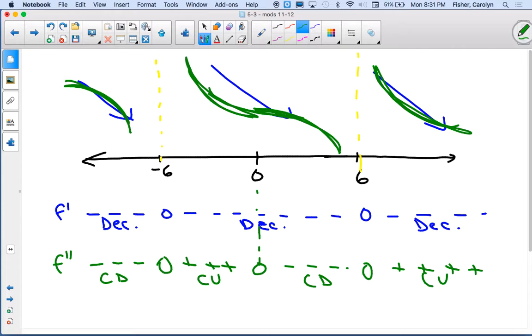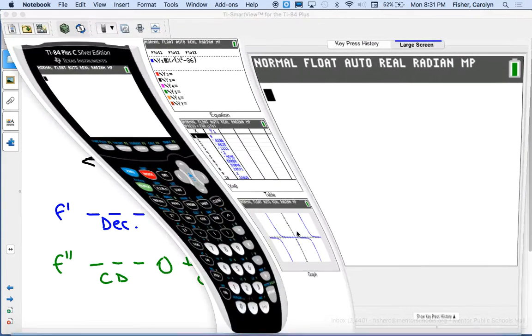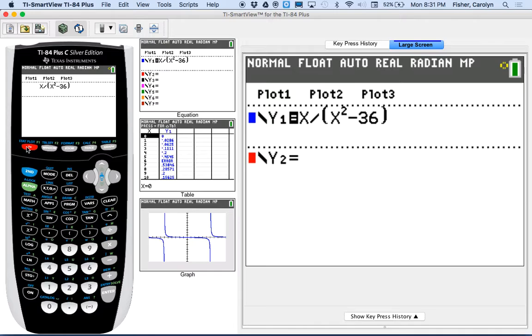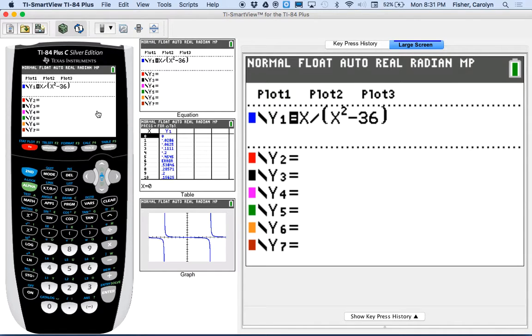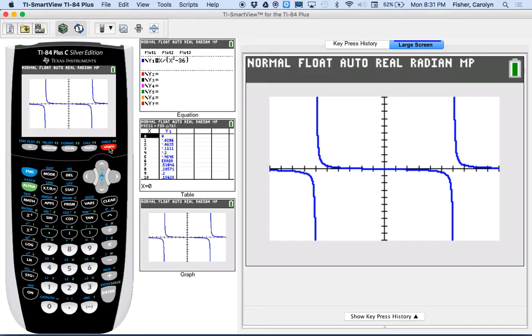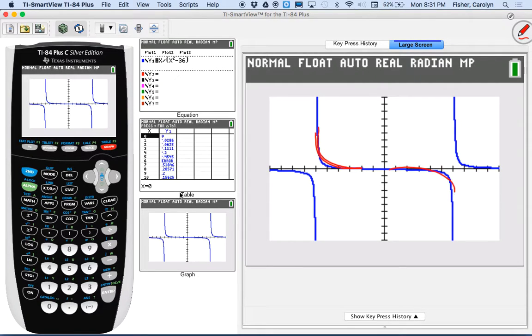Let's go ahead and grab our graphing calculators and check our work and see how we did. And then we should write up our actual answers. So let's go ahead and graph, and then we'll write up what our intervals would be. So I just happen to have graphed this. Function was x divided by x squared minus 36. And there we have our beautiful graph. And you can see that concavity, concave up, concave down, up, down at the beginning there. And it is decreasing the whole way. So it looks like we did pretty good.